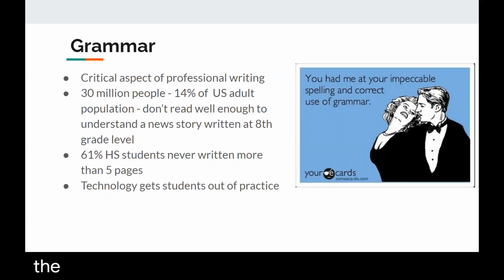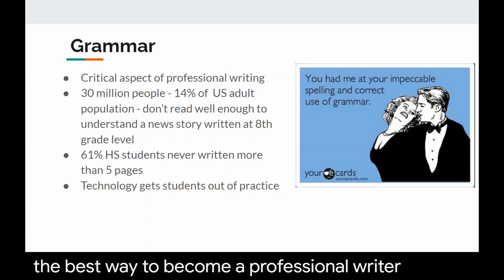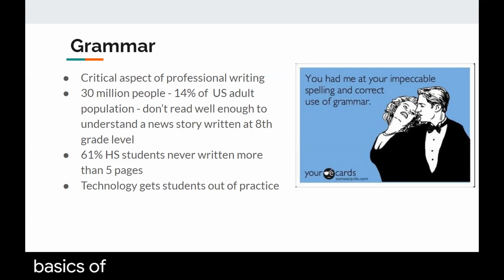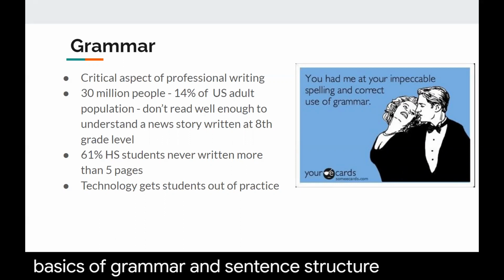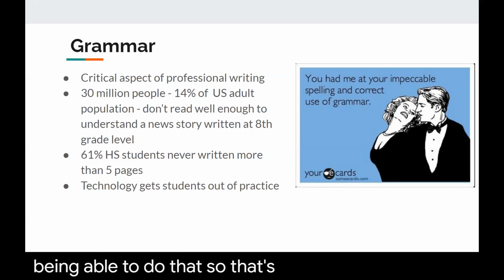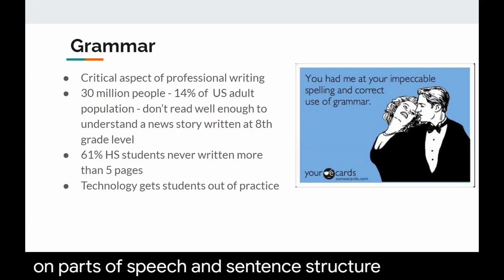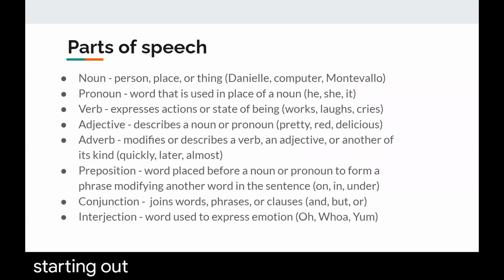And the best way to become a professional writer is through practice. But you need to understand the basics of grammar and sentence structure prior to being able to do that. So that's why I'm going over this video. I know many of you know this material already, but it's important that we do a quick refresher on parts of speech and sentence structure prior to starting out.